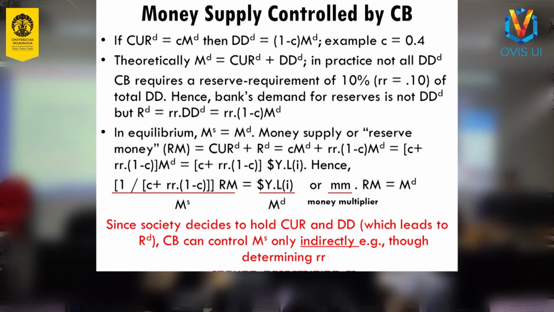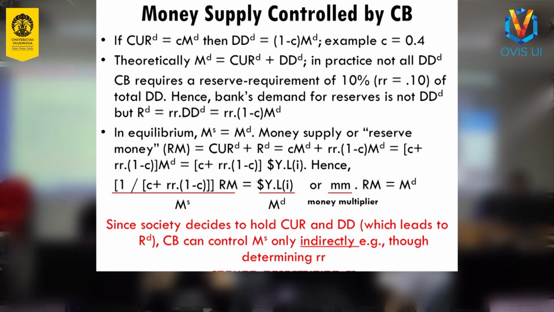Yes? Maybe because if the reserve requirement is decreased, the bank can give more money to the consumer or the producer, so they can produce more, and it can increase the output. Correct. So that is the reason.